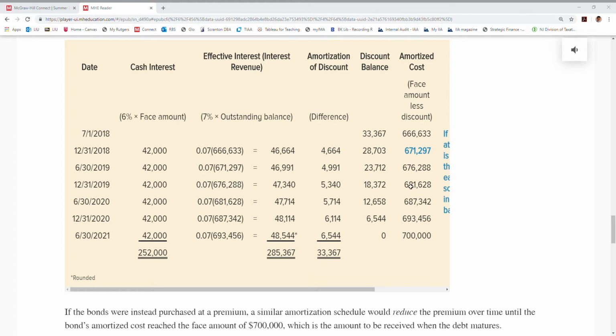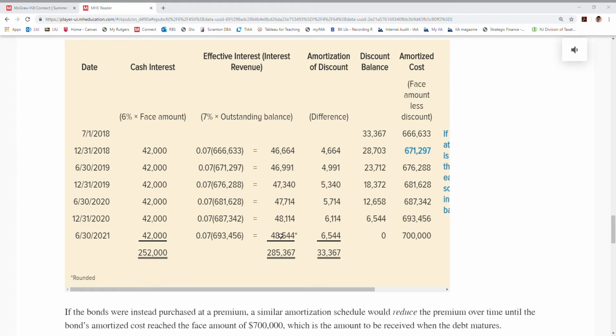First of all, what is the discount balance? It starts as 33,367. How do we get that? It's coming from the face amount minus the present value of the bond. This is literally the discount on what you debited initially as the bond investment versus the present value of the bonds, which is the fair market value of the bonds.